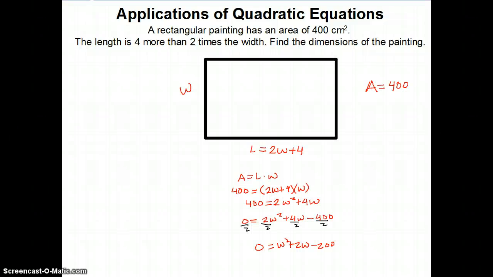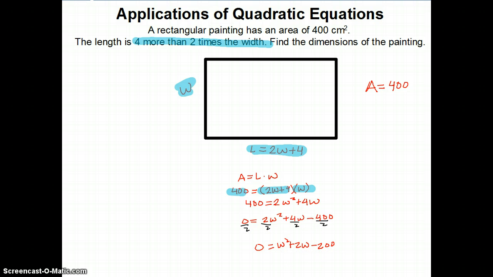You should have set up your width as just w and your length as 2w plus 4, since your length is 4 more than 2 times the width. Area equals length times width. Area is 400, length is 2w plus 4, width is w. So I distributed my w, and then I subtracted the 400. Once I got there, I saw everything was divisible by 2, so I divided everything by 2 to get here.